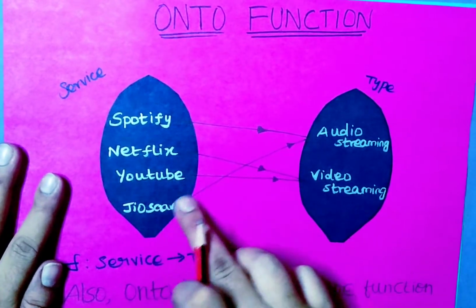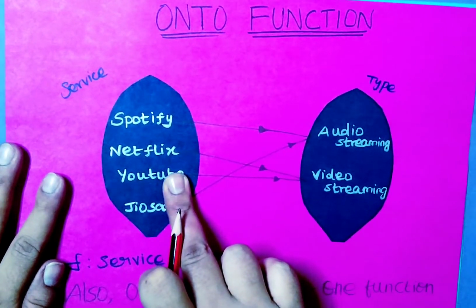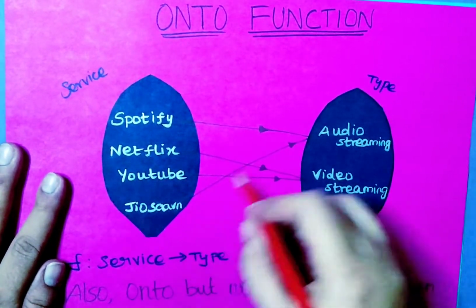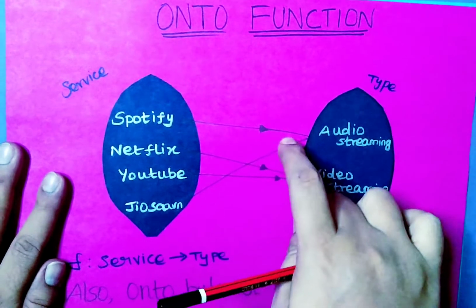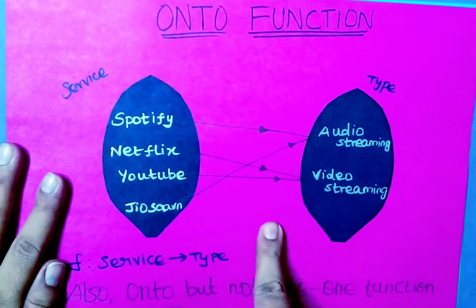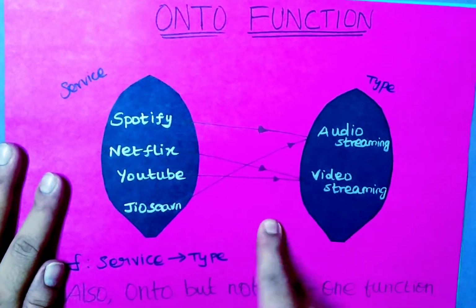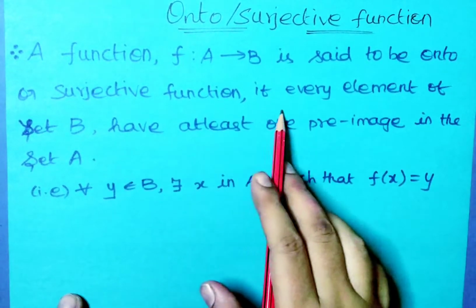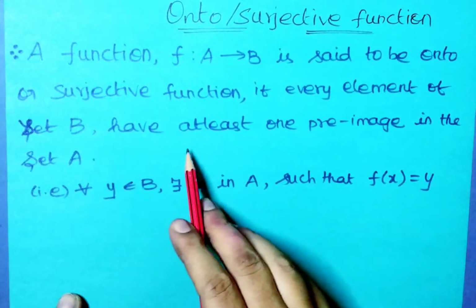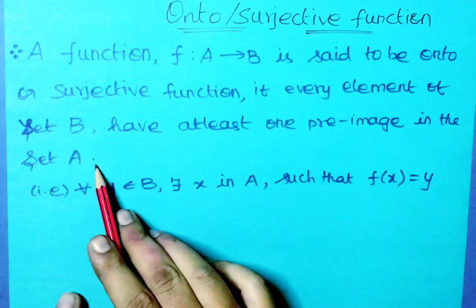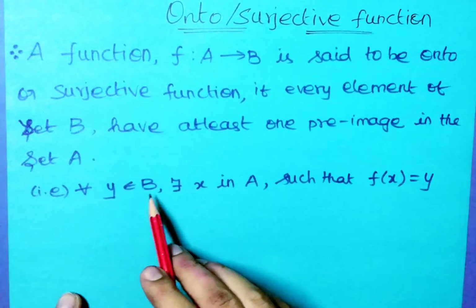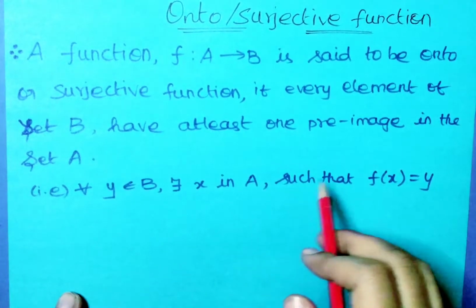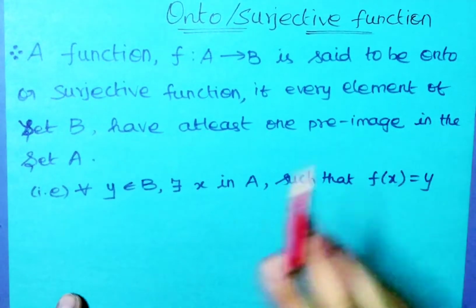As the elements from the domain have no unique images, that is, for Spotify also audio streaming, Jio7 also audio streaming, so both have the same image. It is not unique. So the function is not one-to-one, but this can be taken as an onto function. A function f from A to B is said to be onto or surjective if every element of set B has at least one pre-image in the set A. That is, for all y belongs to B, there exists x in A such that f of x is equal to y. The reverse way we take.